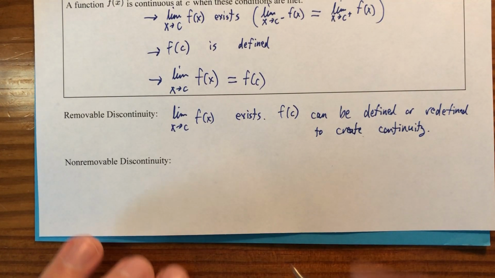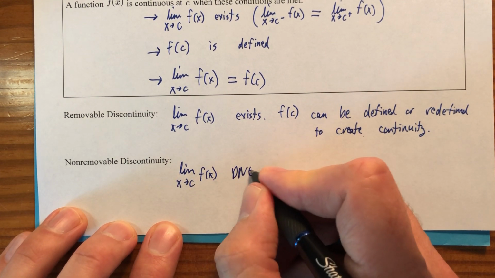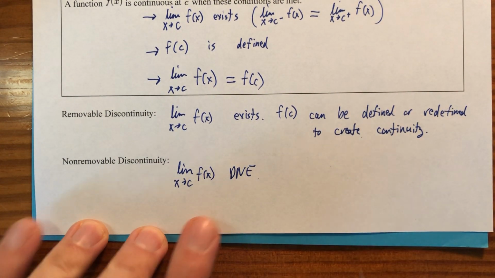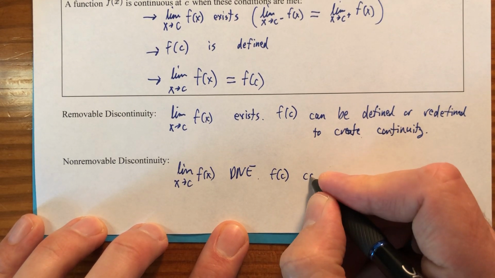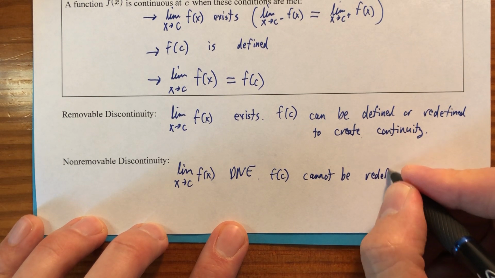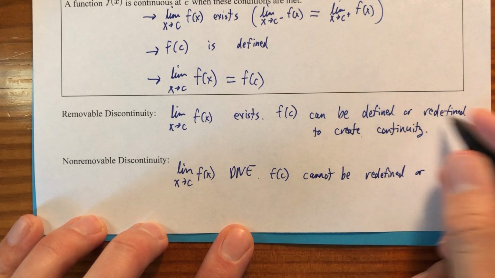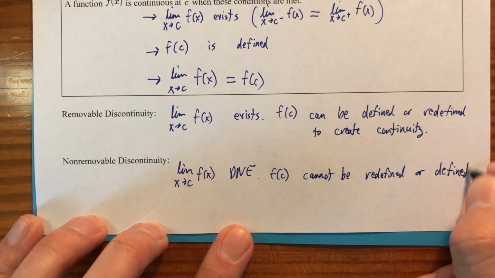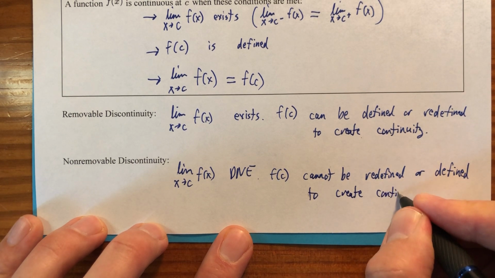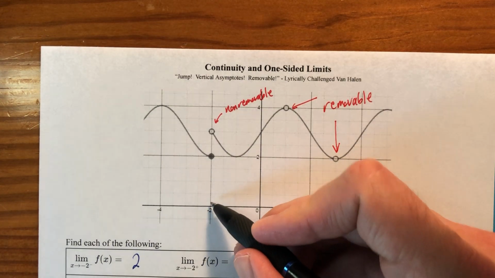So a non-removable discontinuity is where the limit as x approaches c of my function does not exist. And I'm going to go a little further and kind of put another sense with it like I did on the other one. So f of c cannot be redefined or even defined in the first place. Putting those words in a different order than I did up here. Oh no, not a big deal. Defined or redefined to create continuity. No matter what I define f of negative 2 to be, I'll never fix this.